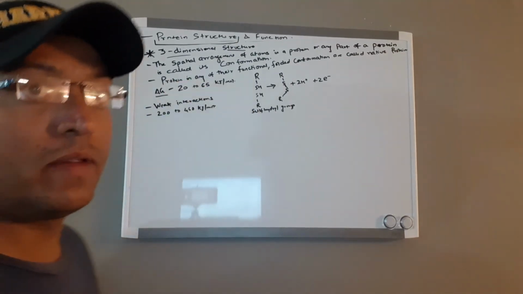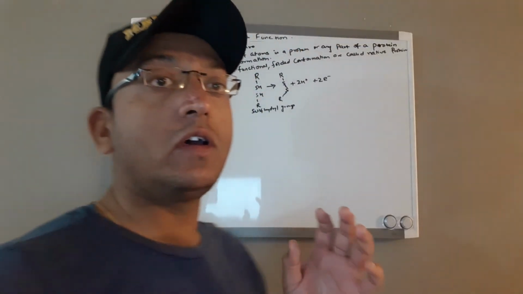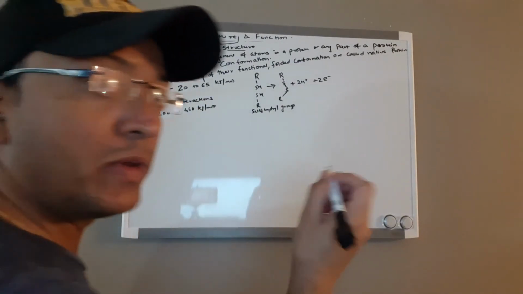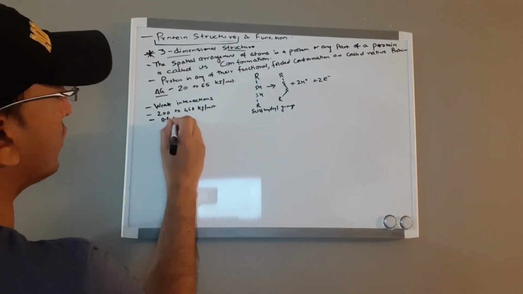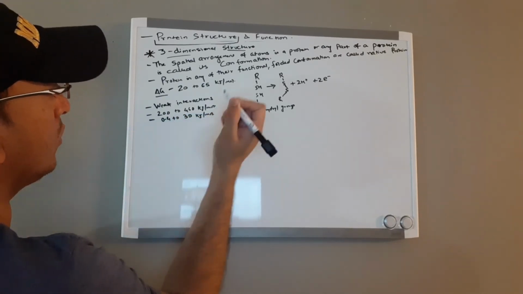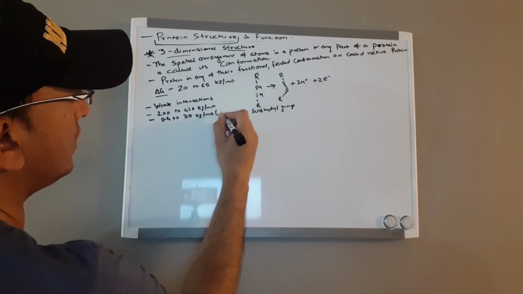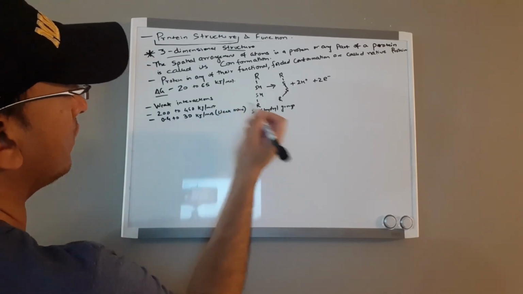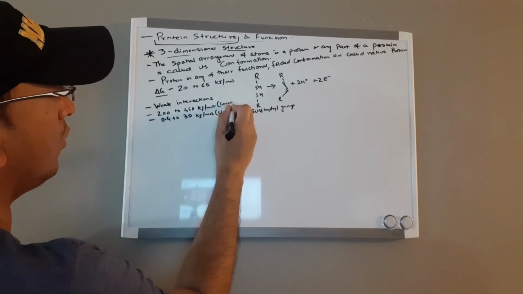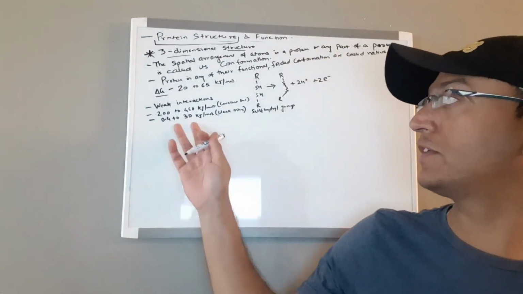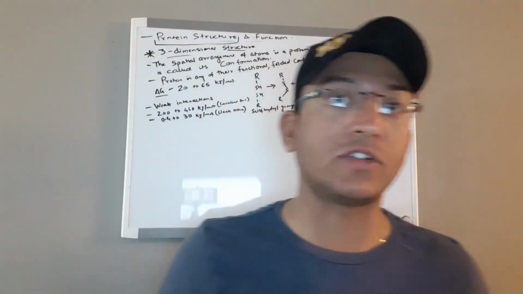All right. But the weak interaction can be broken by merely a force of 0.4 to 30 kilojoules per mole. So this is for weak interactions and this is for covalent bonds. This is the energy required to break the covalent bond and this is the energy required to break the weak interaction. Right.